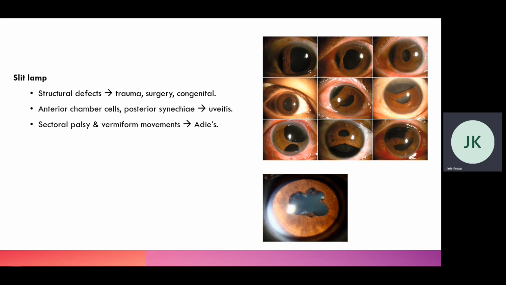If you're really keen with Adie's pupil, which I'll talk about in a minute, you can examine it on the slit lamp. In Adie's pupil, the pupil doesn't constrict. It's one of the three causes that I mentioned, and it's a big pupil that doesn't constrict. But on a slit lamp, you'll see parts of the pupil trying to constrict. You'll see one sector that wants to constrict and the rest of it doesn't move at all. It's actually kind of amazing to watch on the slit lamp.